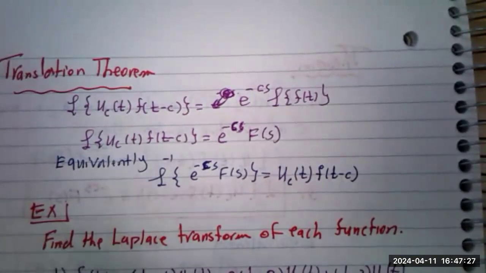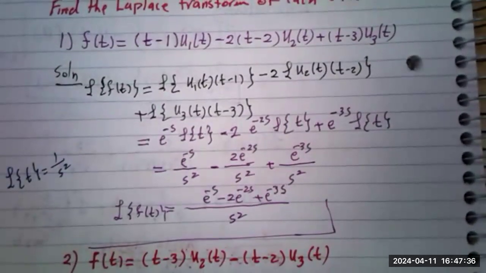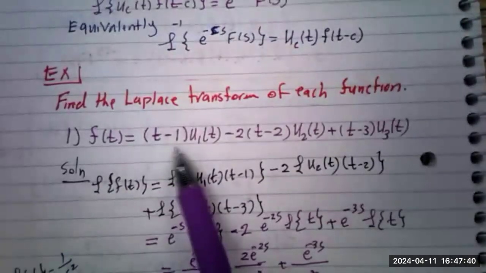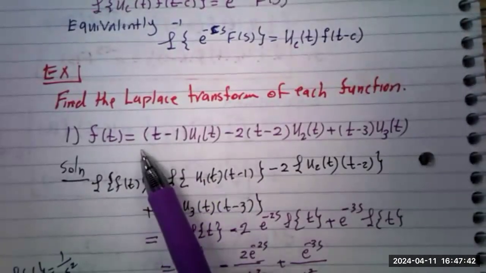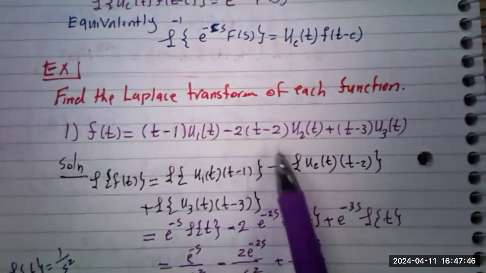But you have to arrange it. In this problem, there was a leftover. That was a difficulty. Look at this last problem. That problem was easy. t minus 1 u_1(t), drop the 1, Laplace of t. t minus 2 u_2(t), drop the 2, Laplace of t.